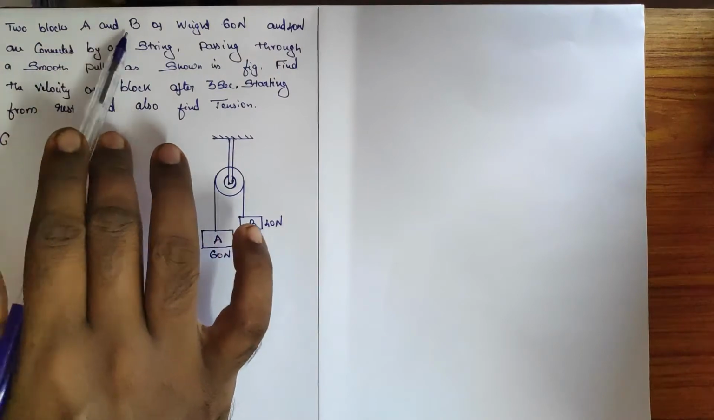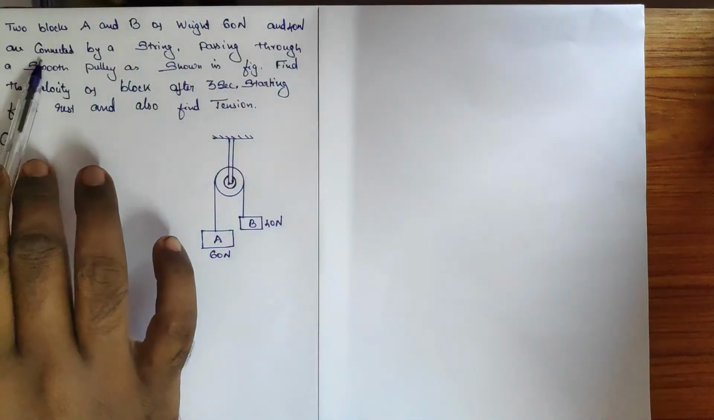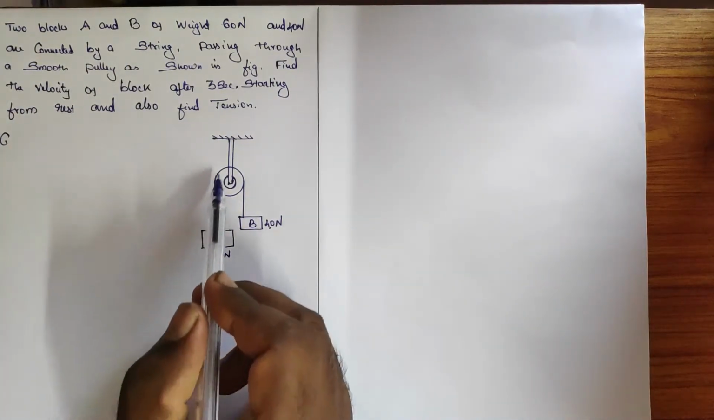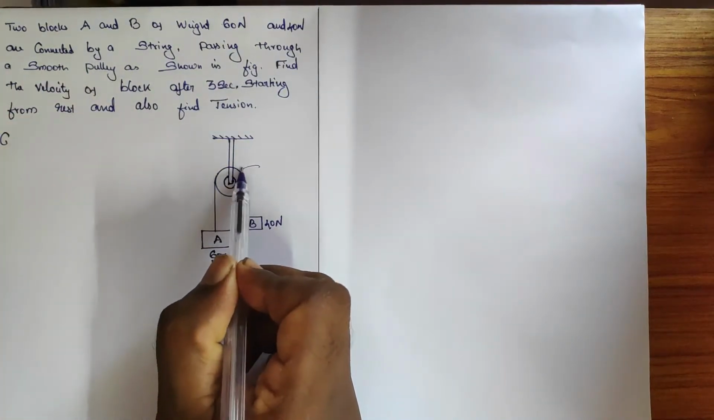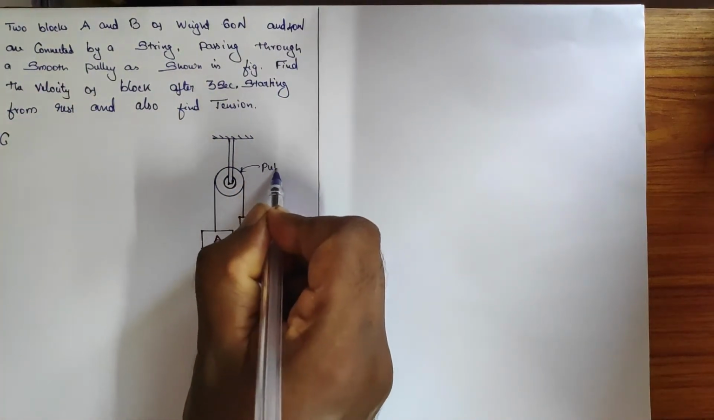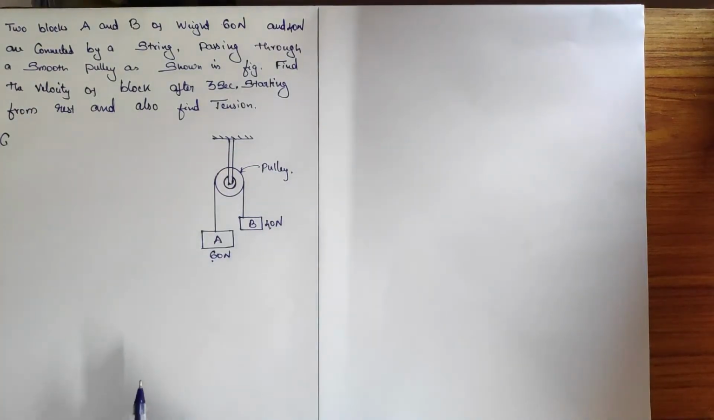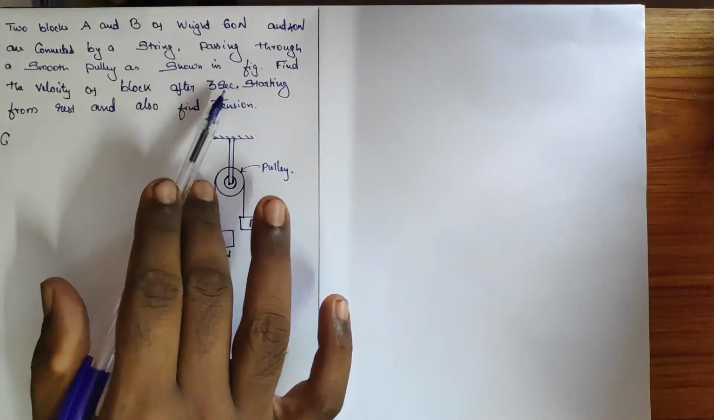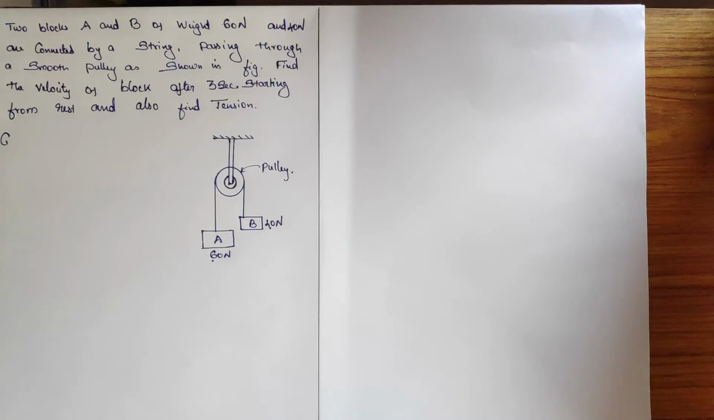Two blocks A and B of weight 60 Newton and 40 Newton are connected by a string and passing through a smooth pulley. This is the pulley and this is smooth. There is no friction force on the pulley as shown in the figure. Find the velocity of the block after 3 seconds, starting from rest, and also find the tension.